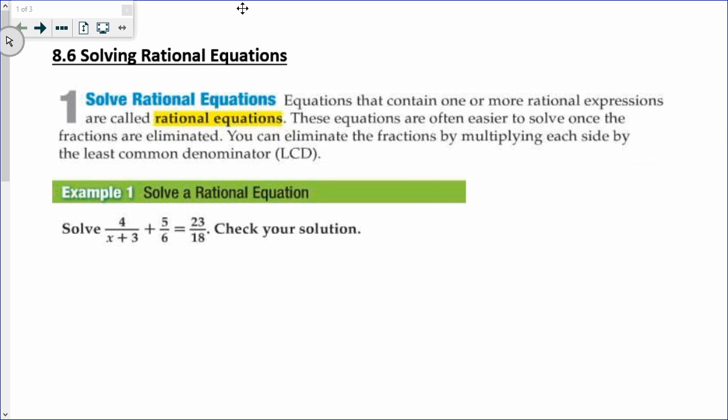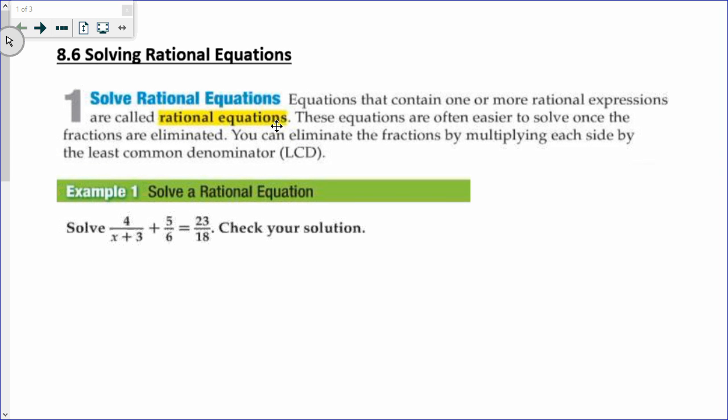Solving rational equations. Equations that contain one or more rational expressions are called rational equations. These equations are often easier to solve once the fractions are eliminated. So we are trying to eliminate the fractions. To eliminate the fractions, we will multiply each side by the least common denominator. So again, we're going to have to be finding least common denominators. In fact, this is something I'm expecting we are all very good at here.